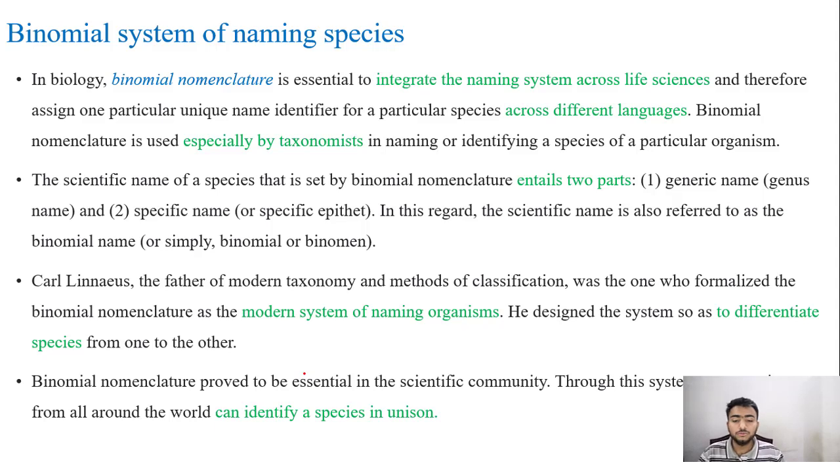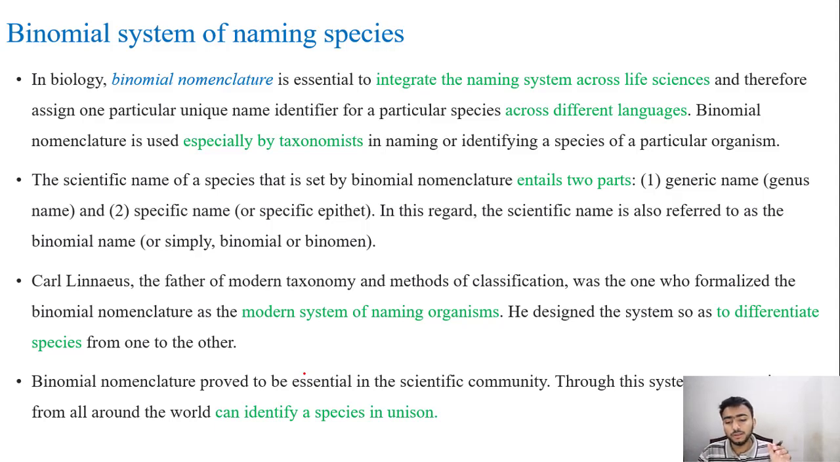So it entails that one species has to be different from the other, and that helps biologists to carry on different model studies. As we know, model organisms are utilized to study various cellular mechanisms or biological systems in a better way. So it is important for scientists to be able to differentiate or identify one species from another.